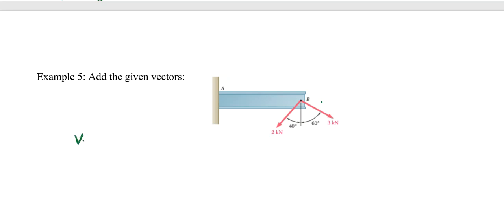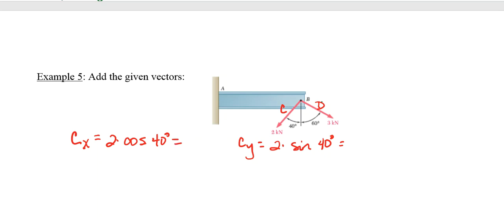So we'll just go vector. I'm going to name them real quick. So we'll make this be the C vector and this be the D vector. So to find C of x, I'm going to go 2 times cosine of 40. And to find C of y, 2 times sine of 40. And for D of x, 3 times cosine of 60. And for D of y, 3 times sine of 60.